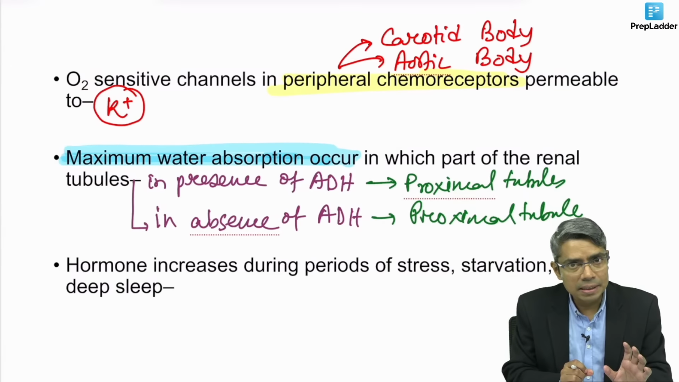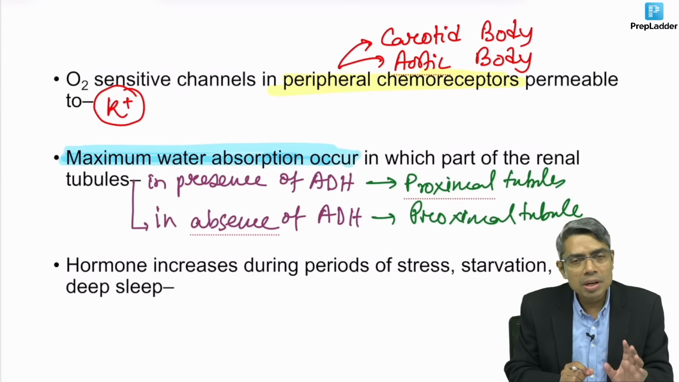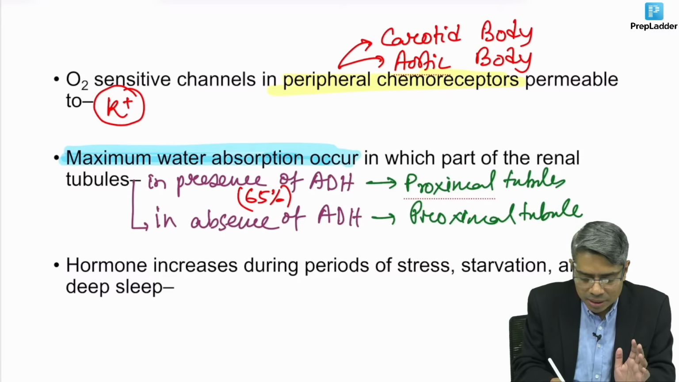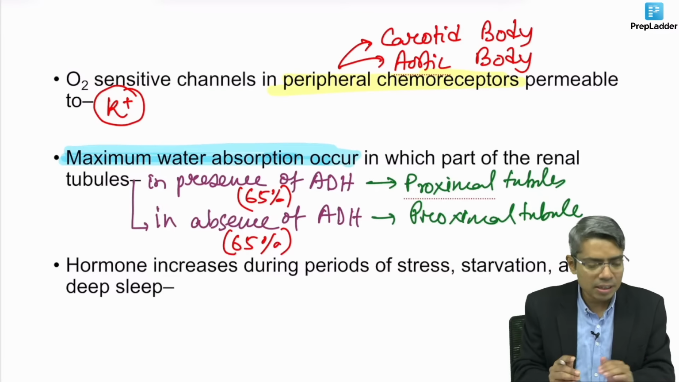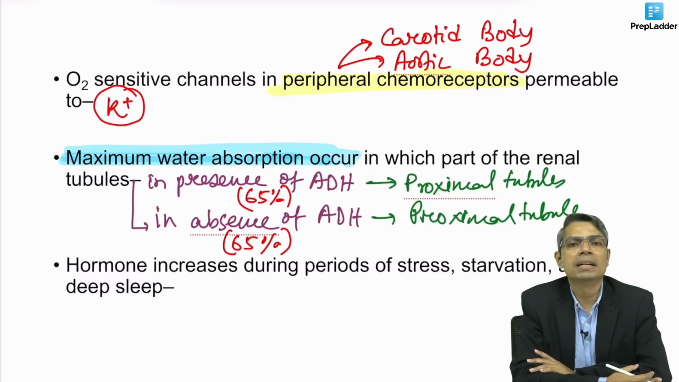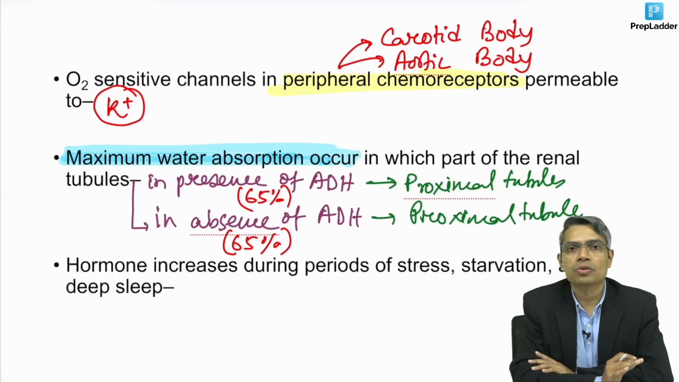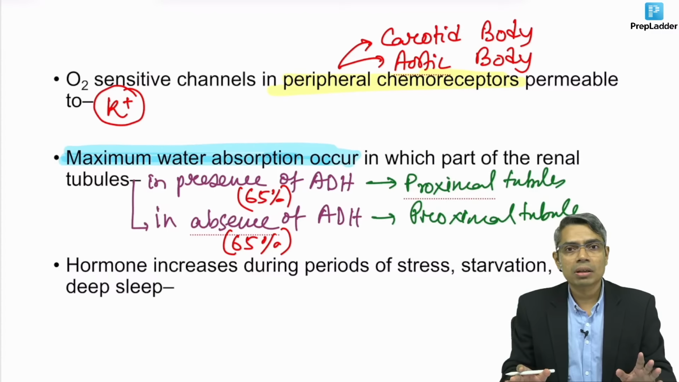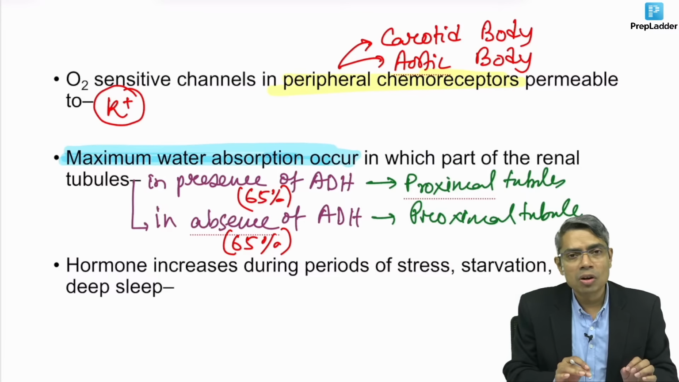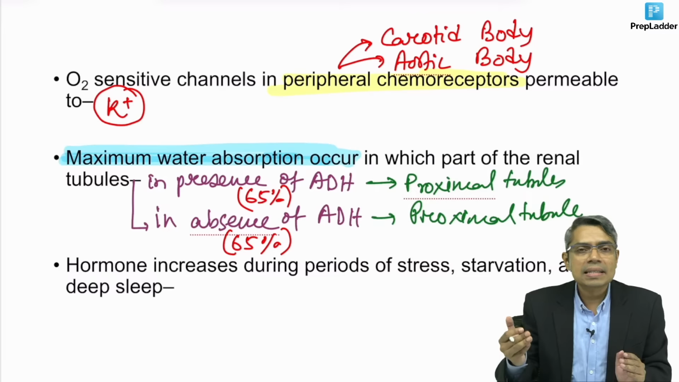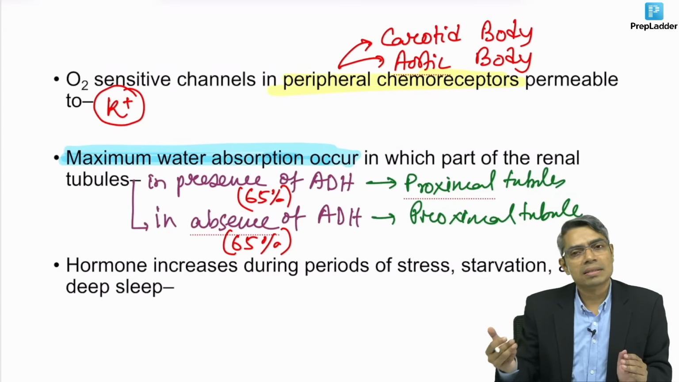Even if the ADH is present, the maximum water is always reabsorbed in the proximal tubule, and how much percentage? 65 percentage. So, whether ADH is present or absent in your body or blood, proximal tubule water reabsorption is 65 percentage. Means, is ADH affecting the proximal tubular water reabsorption? Answer is no. ADH has no effect on proximal tubule water reabsorption or loop of Henle water reabsorption. ADH acts at the level of the collecting duct and the distal tubule.